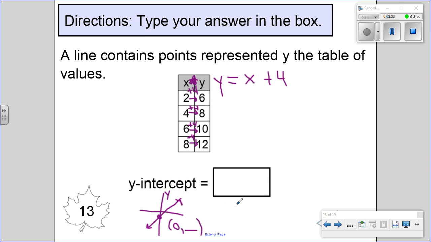So we need to figure out if x were 0, what would y be? Well, if the rule every time is plus 4, all you have to do is say what's 0 plus 4? Well, that would be 4. So because the rule is plus 4, and we know 0 plus 4 is 4, our y-intercept here is just positive 4.